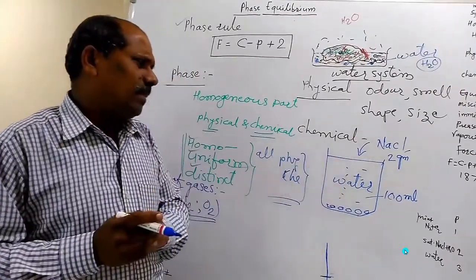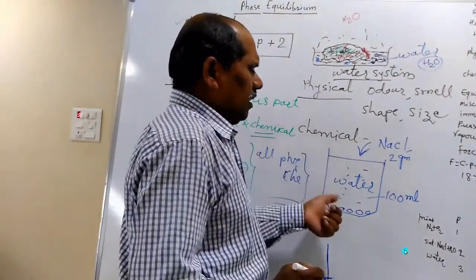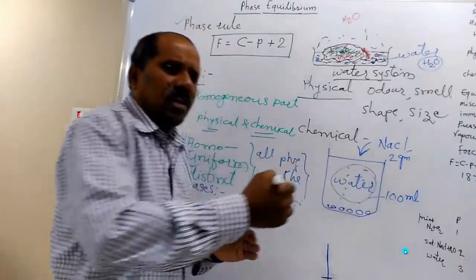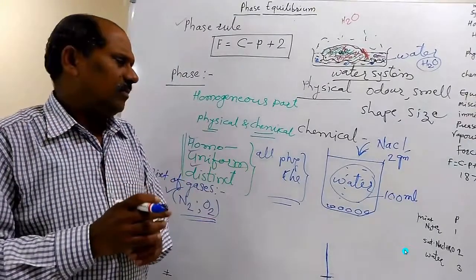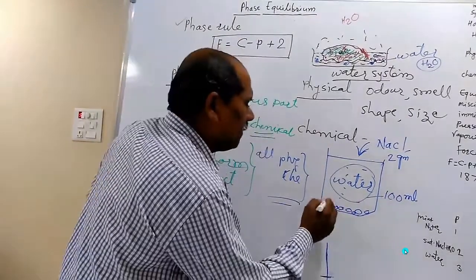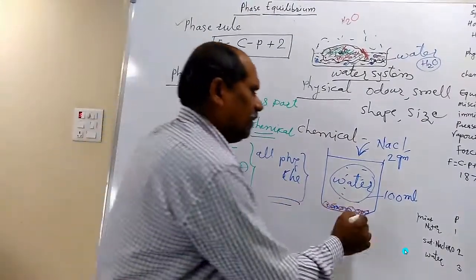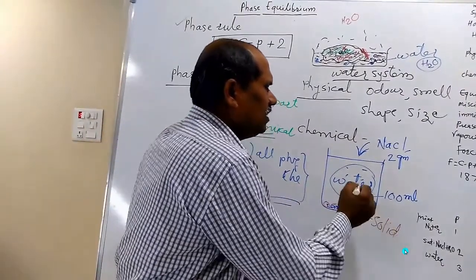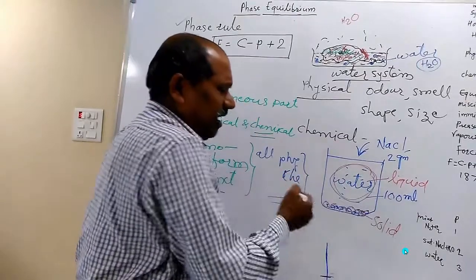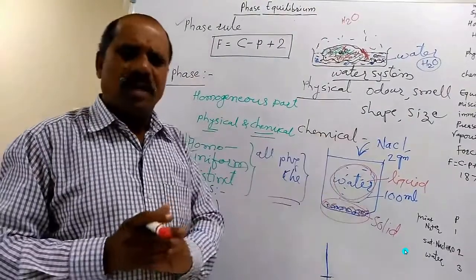Means in the saturated solution, there are two phases. One phase is water in which NaCl is dissolved or distributed or scattered, and another is a solid state. Solid NaCl particles are present at the bottom. This is a solid state. This is a liquid state. Means this part is a liquid state and this part is a solid state. Physically they are different, and hence it is a two phase system.